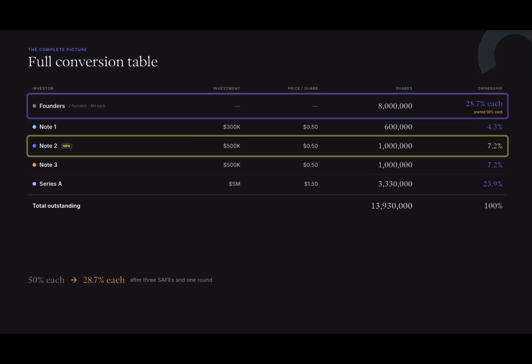One footnote worth knowing, these numbers don't include an option pool. In practice, most Series A closings involve an option pool expansion that happens before the round. And that dilutes founders further. Model your specific scenario to get the real number. The MFN clause is a mechanism. The underlying risk that catches founders out is something else. The gap between the valuation cap on an early safe and the valuation at which the Series A closes.